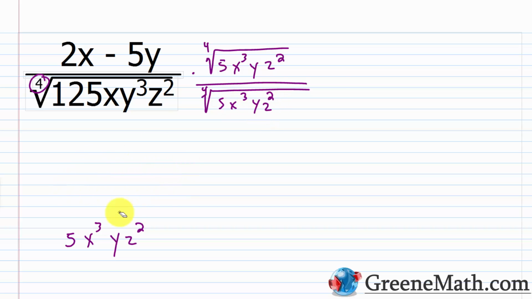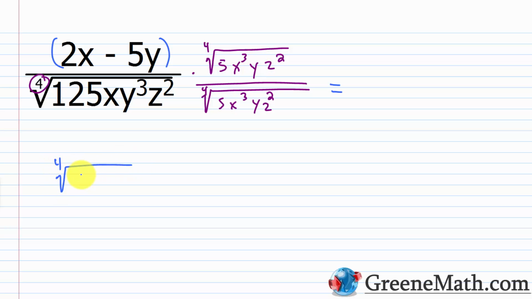Okay, let me erase this. So this is equal to, I've got to be careful here because when I multiply this by this, this is two terms here, okay? So I've got to make sure that each term is multiplied by this. So I'm going to use some parentheses. I'm going to put my fourth root of 5x cubed yz squared out in front. And inside of parentheses, I'll have 2x minus 5y. Again, with two terms there, this has to be multiplied by each term.